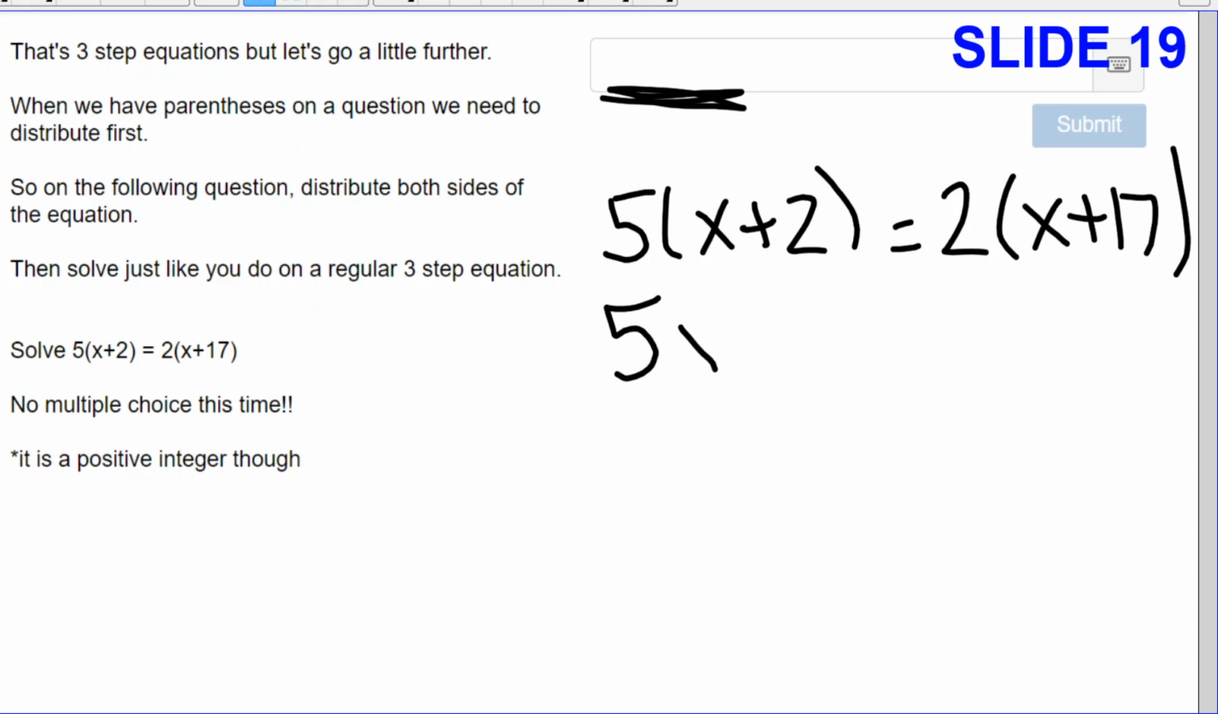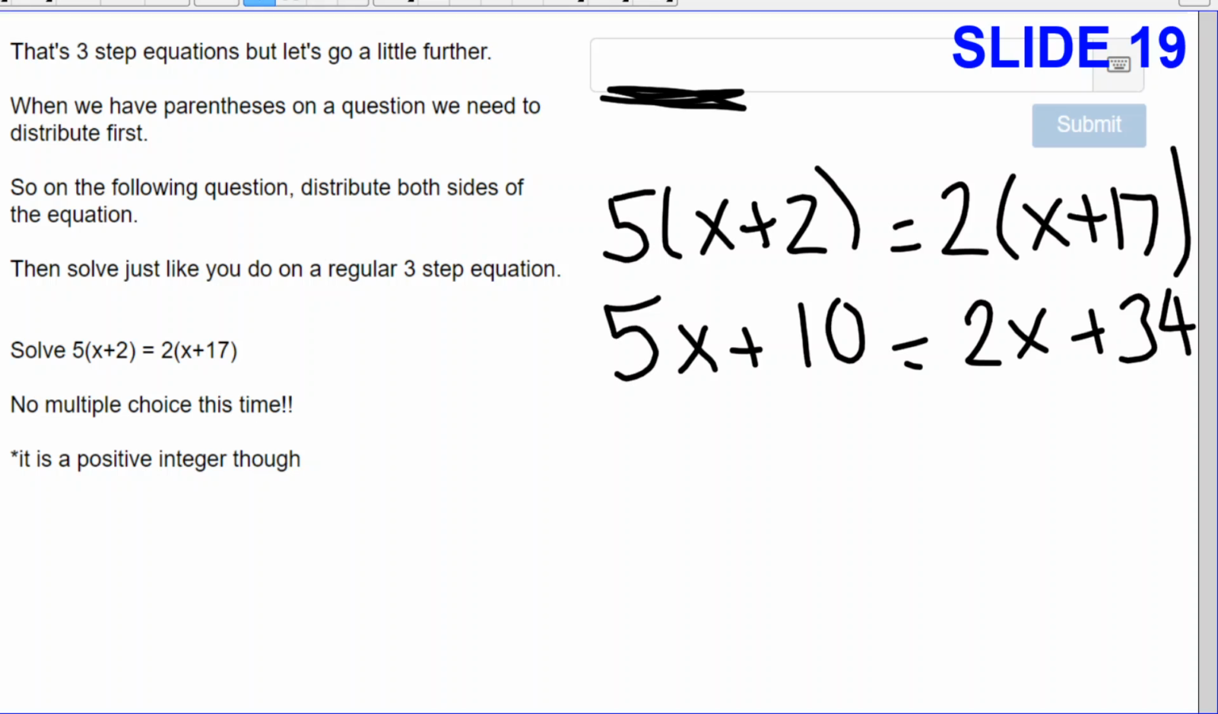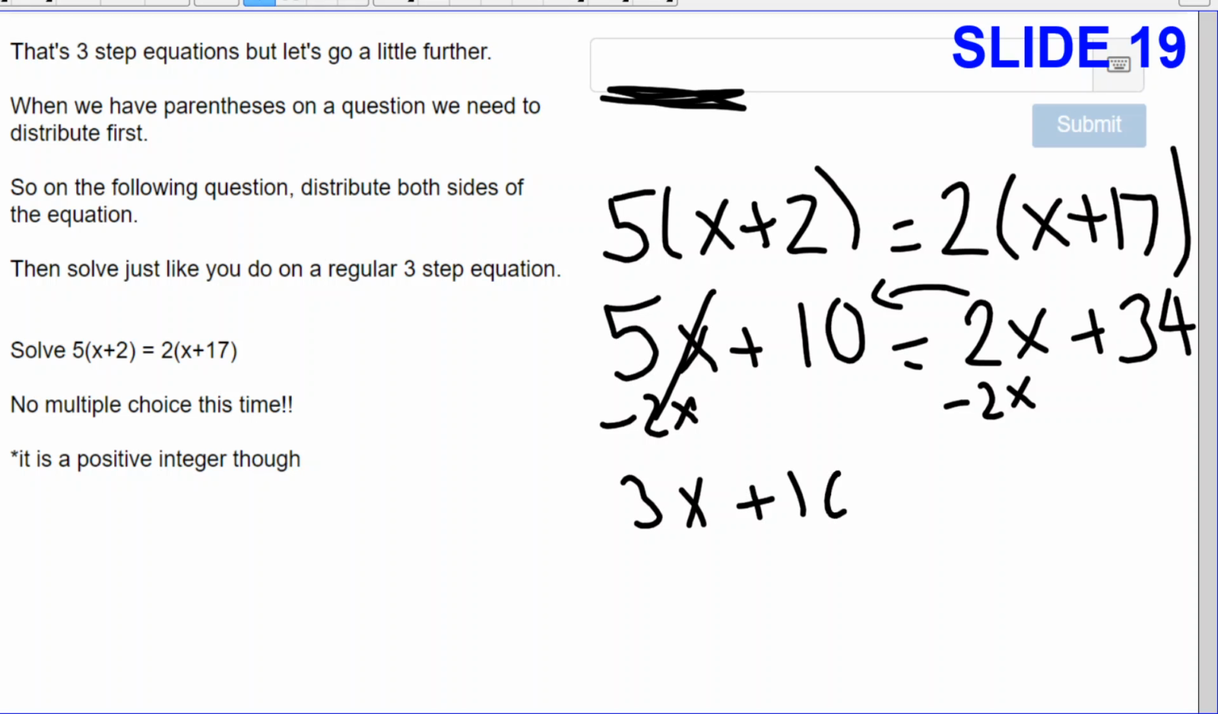So 5 times x, 5x. 5 times 2, 10. 2 times x, and 2 times 7. So that's the only extra step from the 3-step to the 4-step. You have to distribute first, and then you're just going to follow those same steps. I'm going to move my x's to the left, so I'm going to take away 2x from both sides. So I'm going to get 3x. That cancels, and I get left with 34.